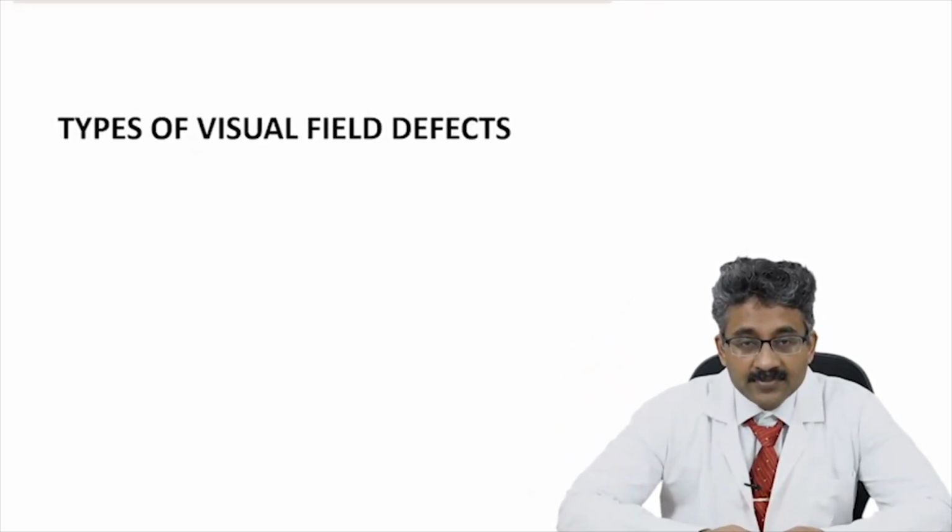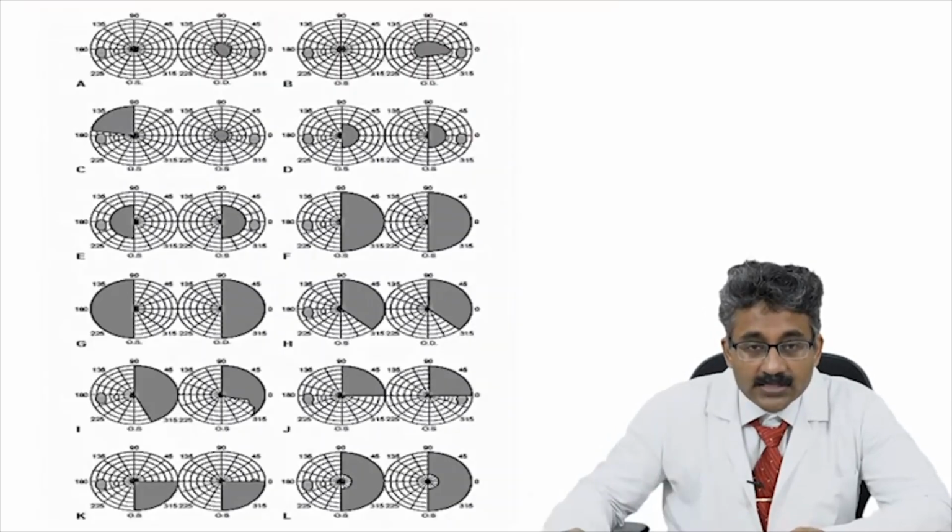So these are different types of field defects. Now I want to explain the different types of field defects. See students, here this is the normal physiological blind spot. What you see here, this dark lateral part of the eyes, is the normal physiological blind spot, and here you can see a scotoma, a central scotoma.